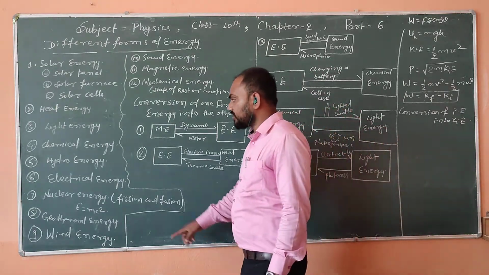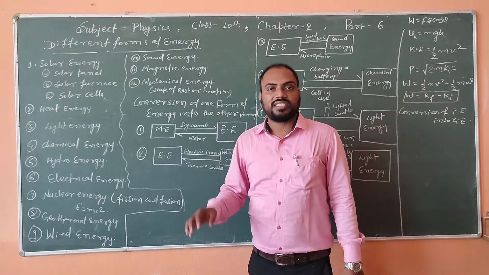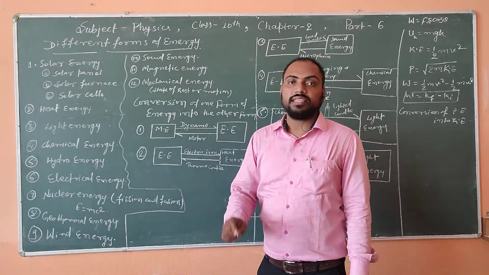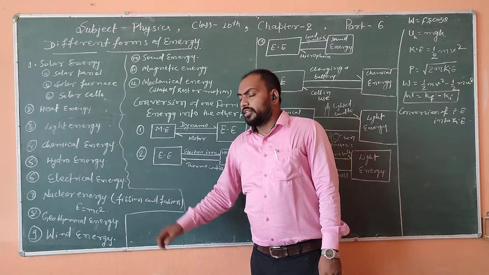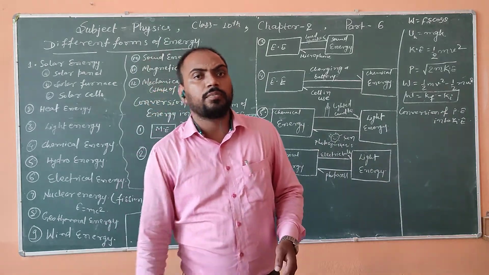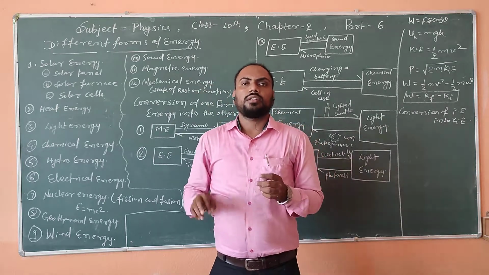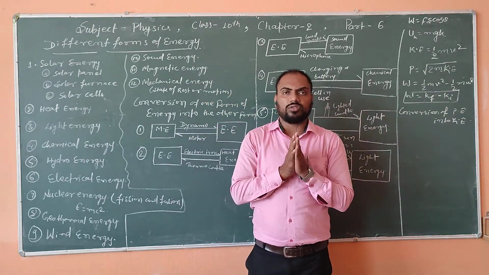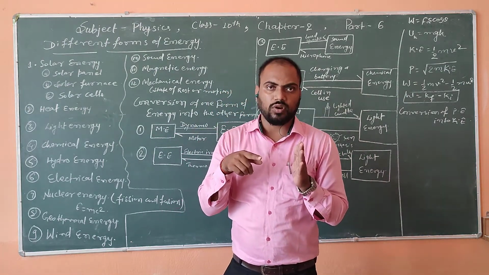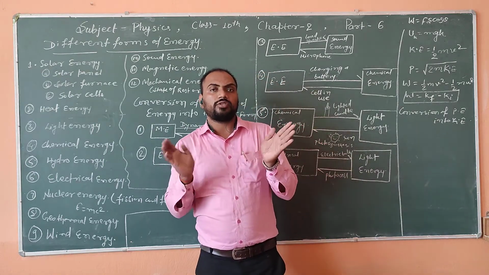Next, electrical energy. This is the main form of energy which helps us to convert each and every form of energy easily. First, understand what electrical energy is. When dry bodies are rubbed against each other, there is a transfer of outer shell electrons, valence electrons, from one body to another.